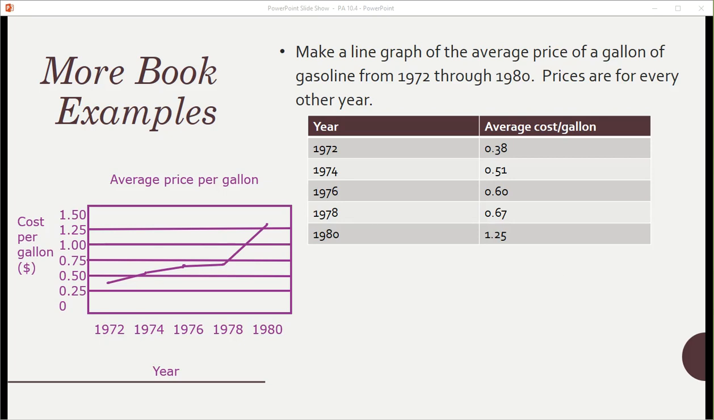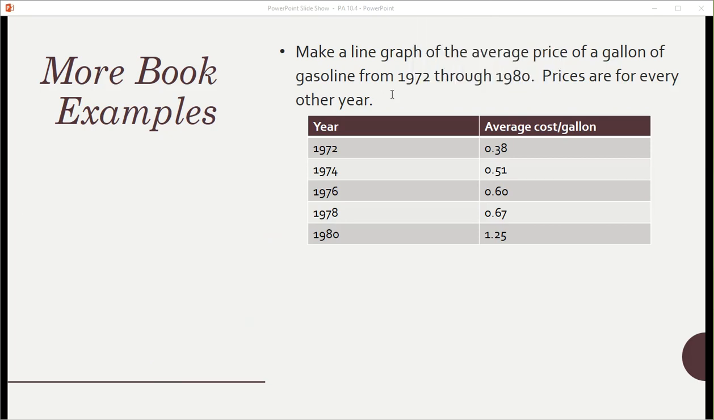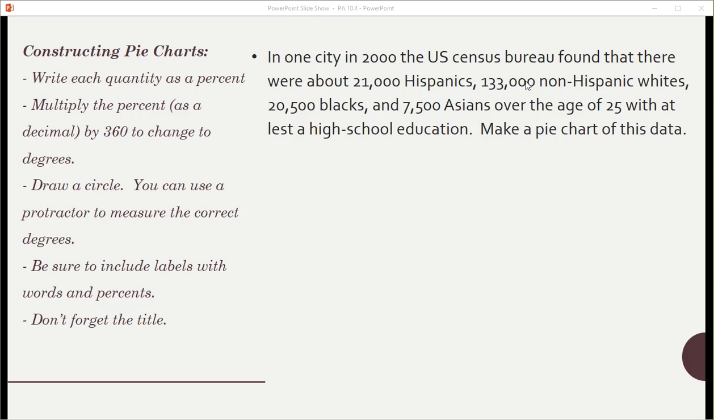The last one may be the most challenging for you. So for the last graph, you're drawing a pie chart. You'll notice on the left, I've given you some reminders about constructing a pie chart. You want to make each quantity into a percent. Then, to figure out how much of the circle it's going to take up, how many degrees, you'll multiply that percent written as a decimal by 360.